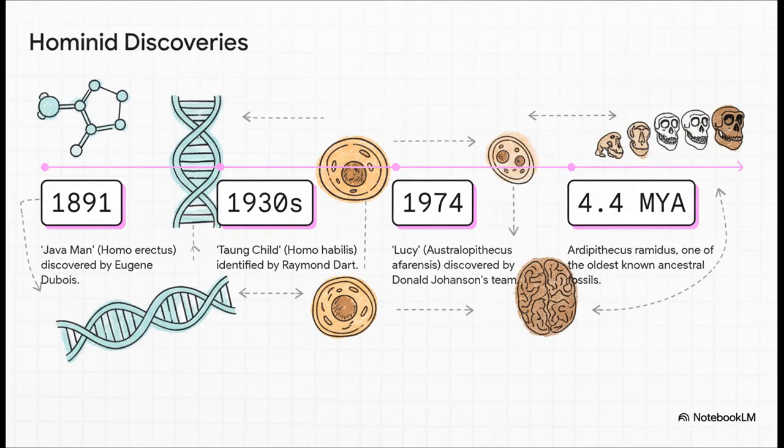And we can actually see this story written in the fossil record. Our own human story has been pieced together from these incredible discoveries. From the 4.4 million-year-old Ardipithecus to the famous fossil Lucy, all the way to early members of our own group like Homo erectus. Each fossil is like a snapshot in time from our long evolutionary journey.